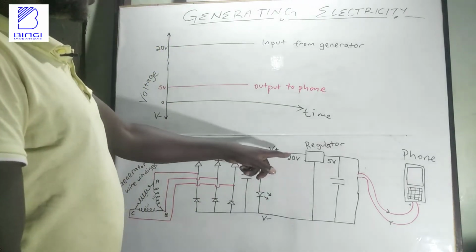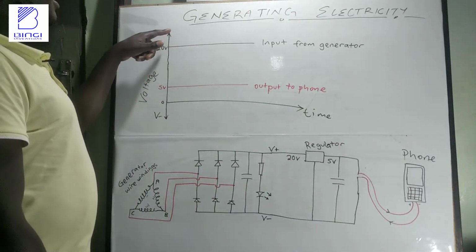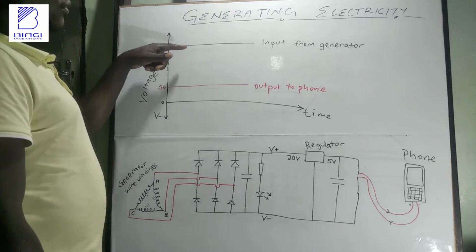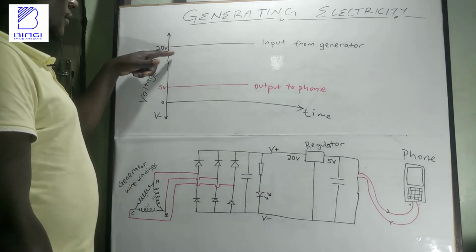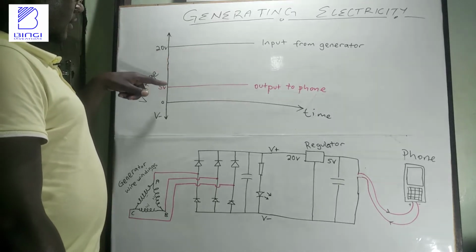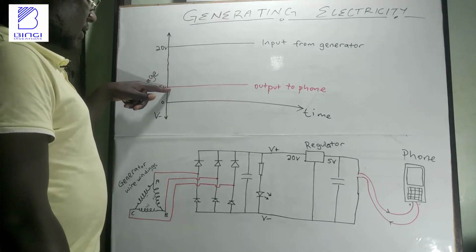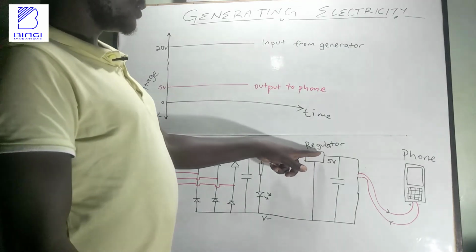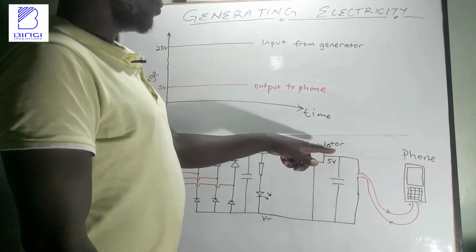The input voltage from the generator is not constant and it varies basing on the speed of the generator. As long as the input voltage is greater than 5 volts, the output from the regulator will always be 5 volts.